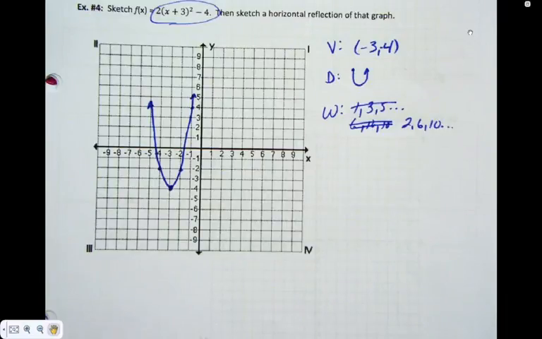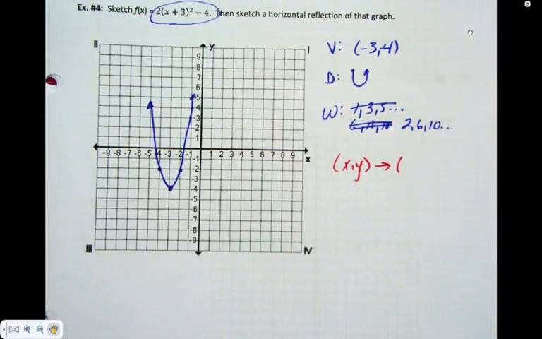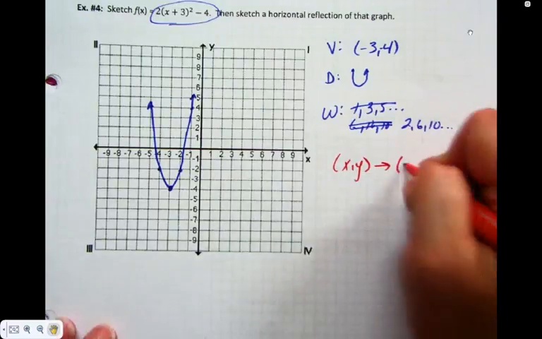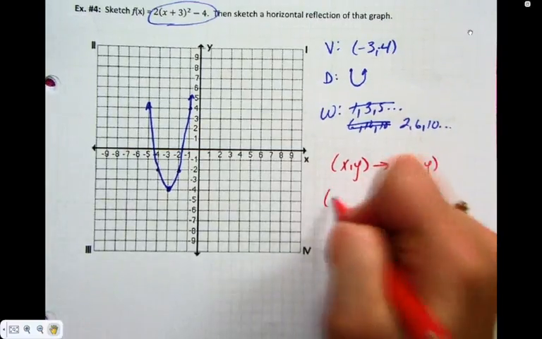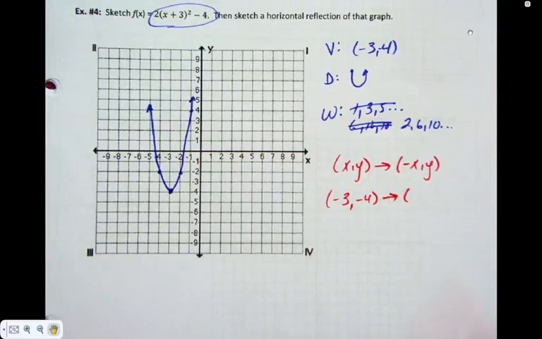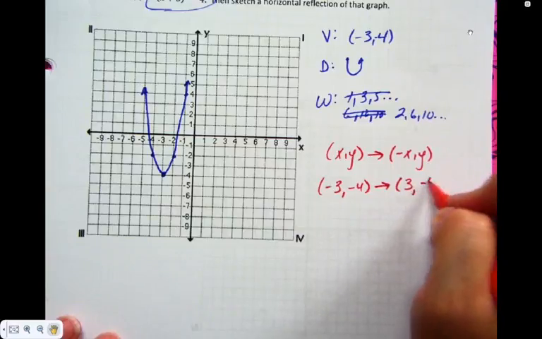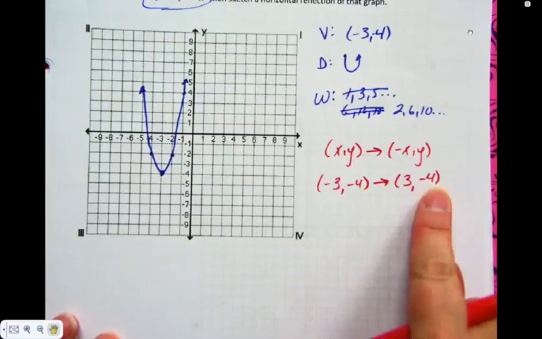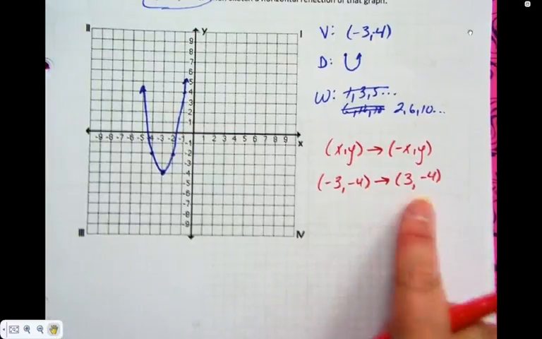And we're going to do our first horizontal reflection, so I'm just going to put down the mapping to remind us. (x, y) goes to, horizontal reflection means x becomes negative, y stays the same. So what does that mean to our vertex at (-3, -4)? What's it going to go to? +3, -4. Why didn't the y change? Because it's not supposed to. It's a horizontal reflection. y is not going to change.